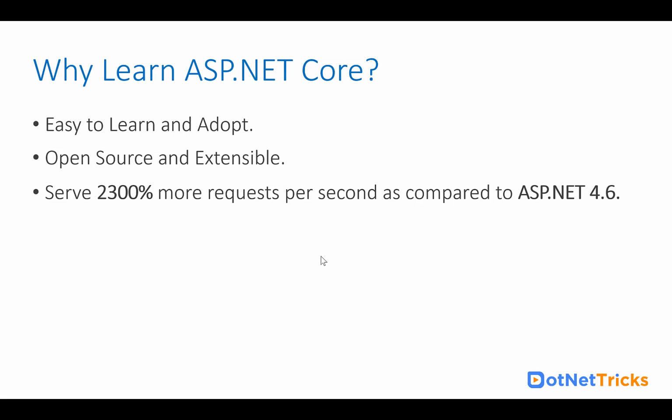ASP.NET Core can serve 2300% more requests per second as compared to ASP.NET 4.6. So it's a huge gap between the performance of ASP.NET Core and ASP.NET 4.6.